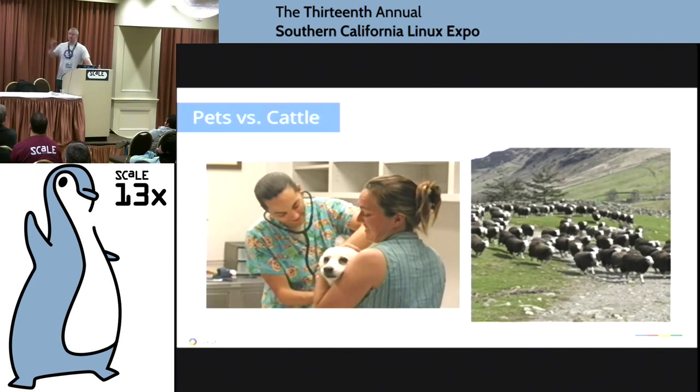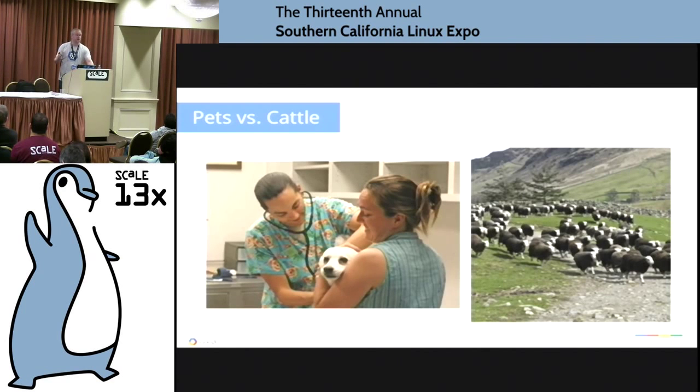Does everybody know the pets cattle analogy, or should I talk about it? Anybody not heard it before? A few people? All right. So you have a pet, your dog, Fluffy. You love your pet. You take care of your pet. You know all about his personality. You know what he likes to eat. You know when he's sick because you can tell he's acting differently, right? When your dog is sick, you take him to the vet, right? You nurse him back to health and you take care of him. And if your pet were to die, you're really sad, right?